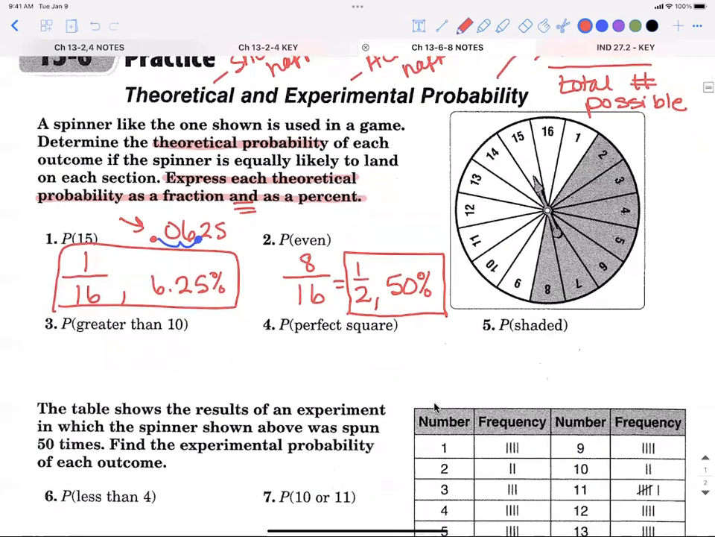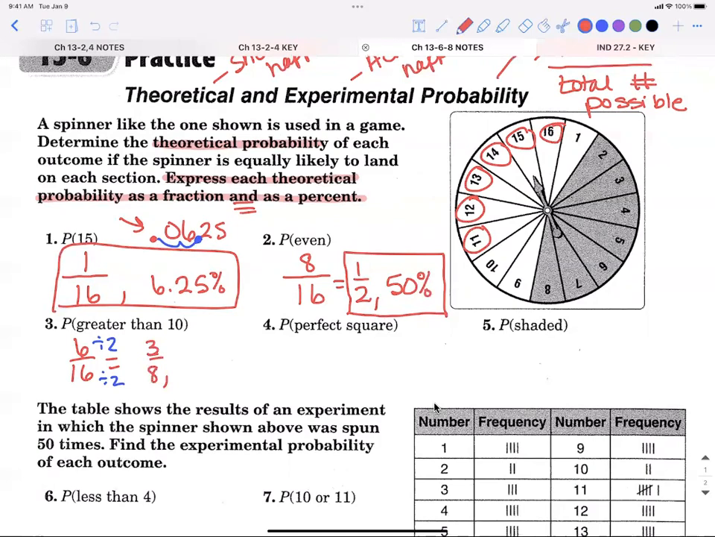All right, how about greater than 10? Well, think about what numbers on here are greater than 10. It's not greater or equal to, it's greater than 10. So that would be what? 1, 2, good, 3, 4, 5, 6. There are 6 spots here greater than 10. So it would be 6/16. We reduce that. And because they are both divisible by 2, right, we're going to reduce that to 3/8. That's half of our answer.